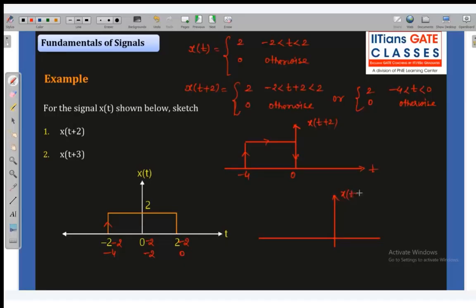And x of t plus 3, this is t plus 3, means you need to add plus 3 to the whole axis. Oh sorry, minus 3, sorry. Because when you equate it, it will be t equal to -3. So the factor will be -3. So -3, -3, this is -5, it is -3, and it is -1. So signal will start from -1 and it will go up to this.